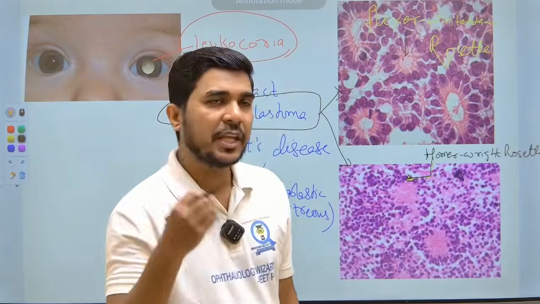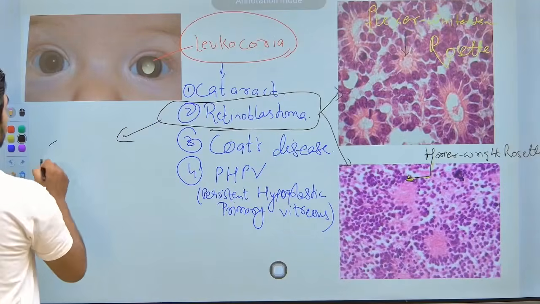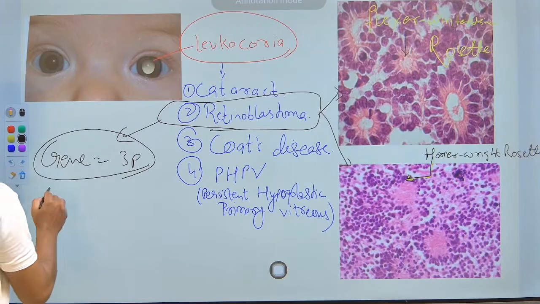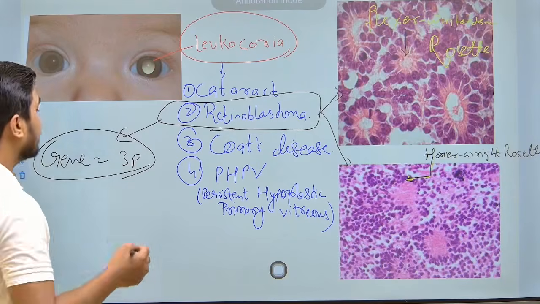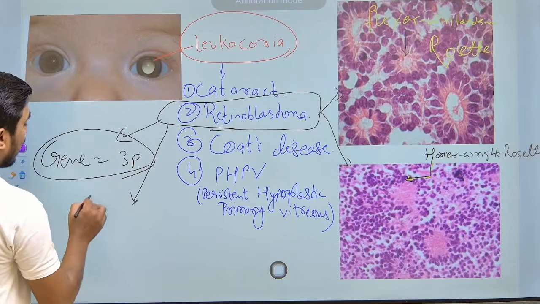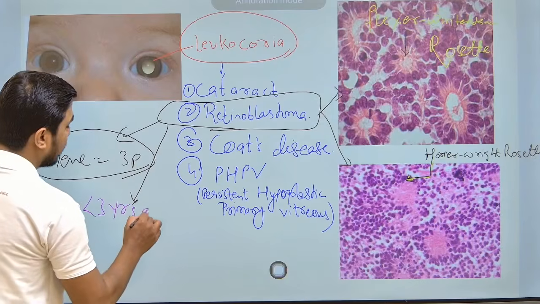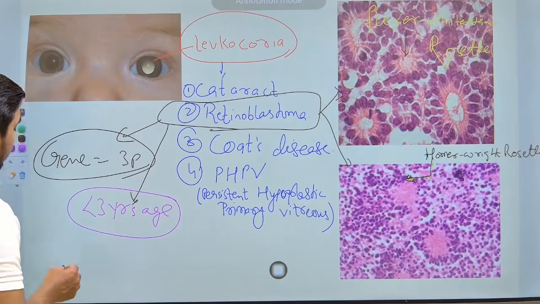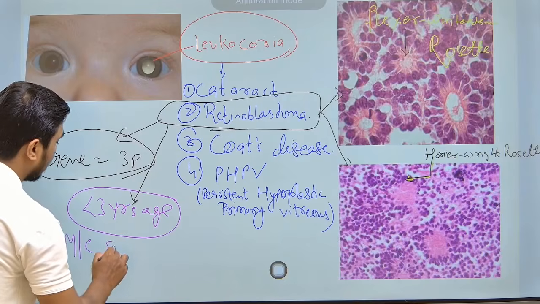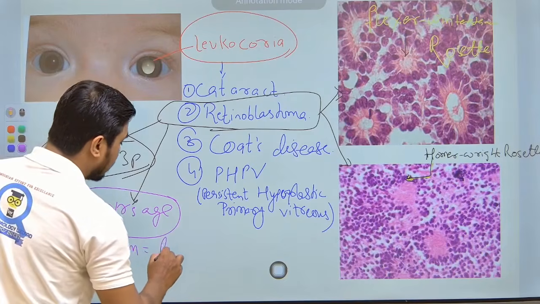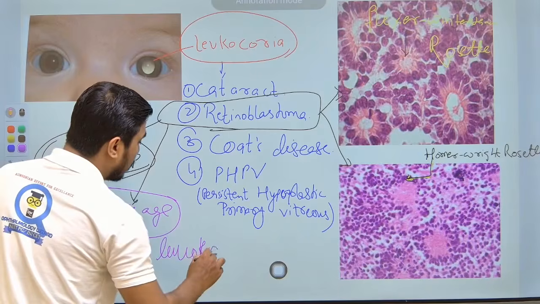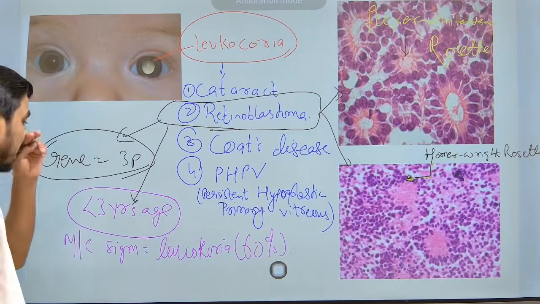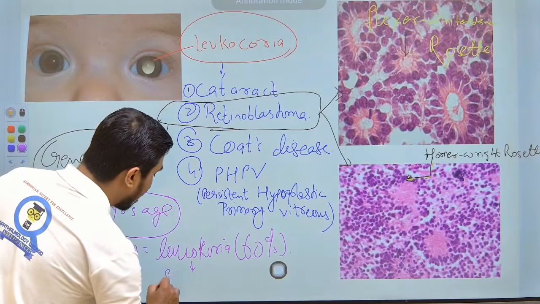So let's talk about retinoblastoma. The retinoblastoma gene is on 13q. The most important thing in retinoblastoma: most common in less than 3 years of age. Understood? Most common symptom, most common sign is leukocoria, and it is about 60%. Understood? Second most common is strabismus.